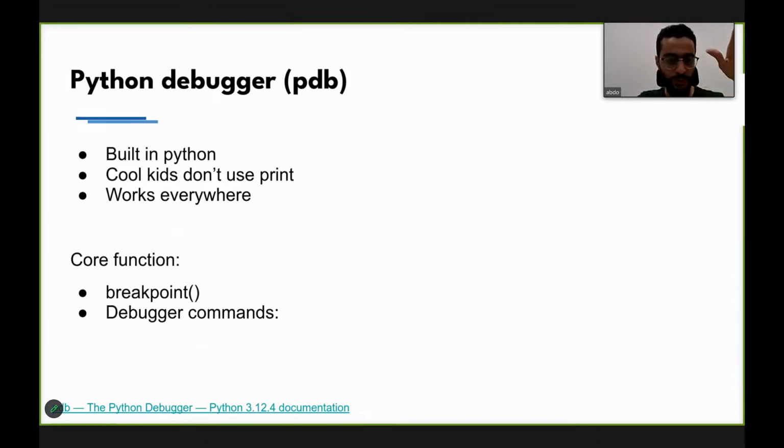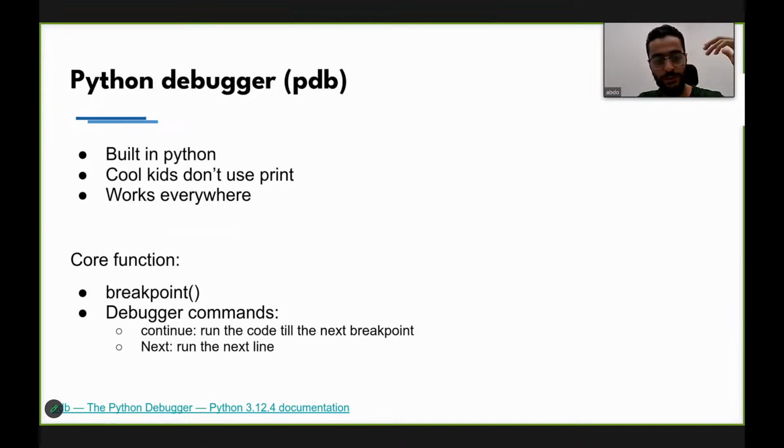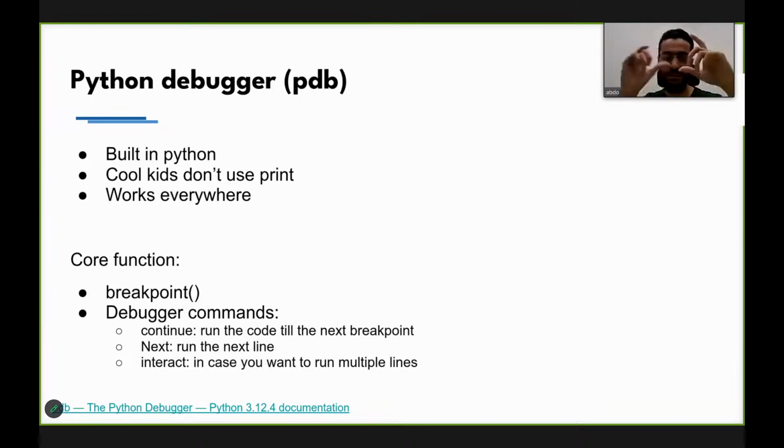The most important debugger commands are continue. It will run your code until the next breakpoint. Next will run the next line. Interact: if you want to run multiple lines in your debugger, you just click interact, and you can, for example, run a for loop. Because without it, you just have to run line by line. You can't copy a chunk of code and paste it, for example. And finally, break is to exit execution. Here's the documentation, but it's super annoying to follow, to be honest. So I don't think you will need anything more than these commands.